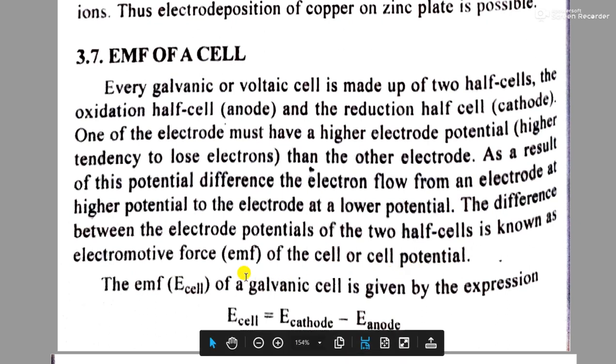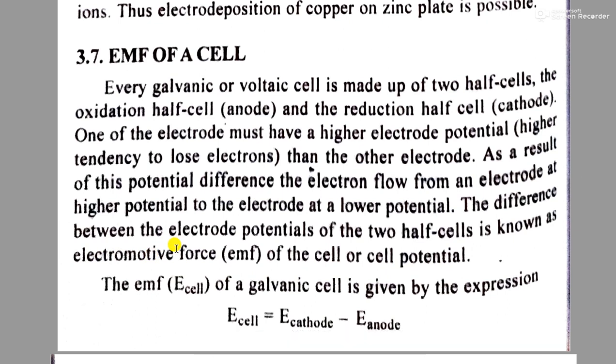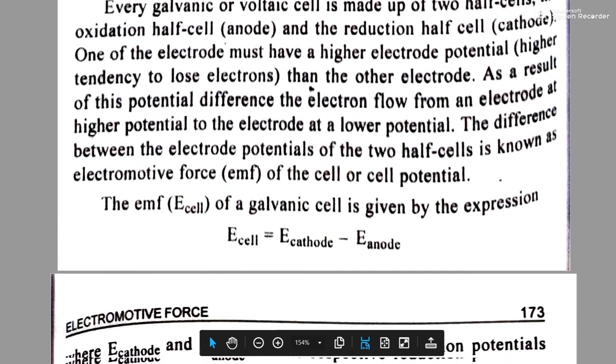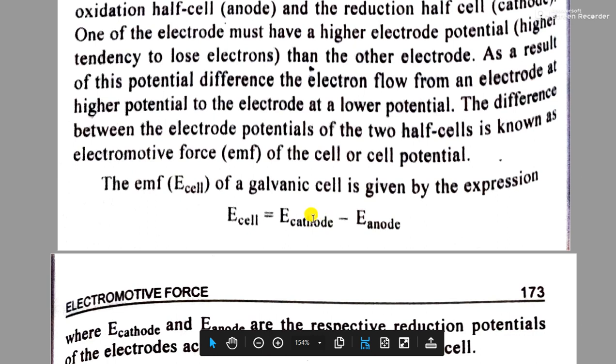So you can expect questions like define EMF. So EMF is the difference between the electrode potentials of the two half cells. EMF is also called electromotive force or a cell potential. So how will you calculate the EMF of a cell? So the EMF or E cell of a galvanic cell is given by the expression E cell is equal to E of cathode minus E of anode.